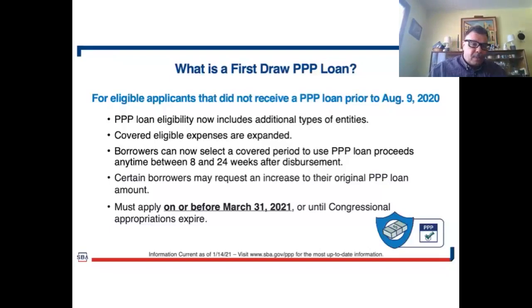The one key date that everybody has to remember is that if you're going to get in on all the fun with this PPP, you've got to get your applications into your bankers, your lenders, those facilitators that are working with the SBA by March 31st, 2021. Next slide, please.